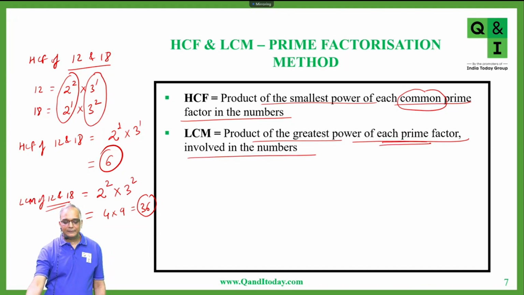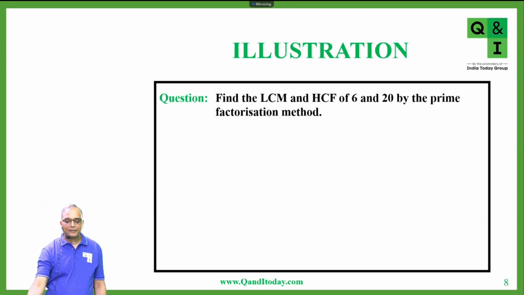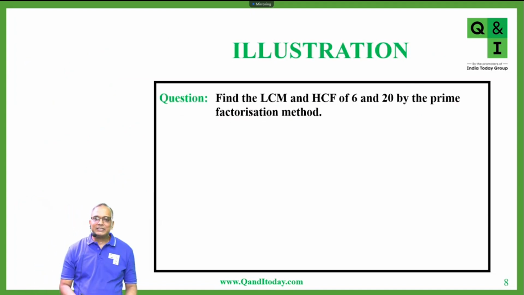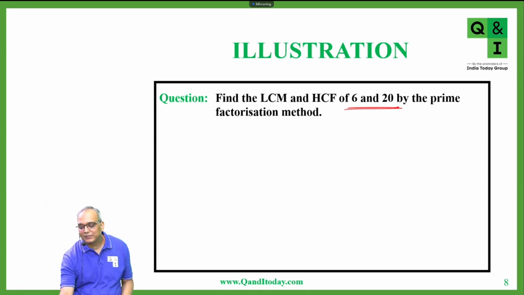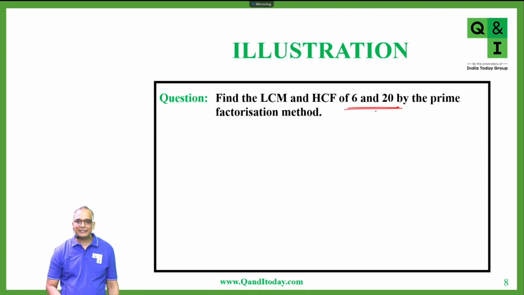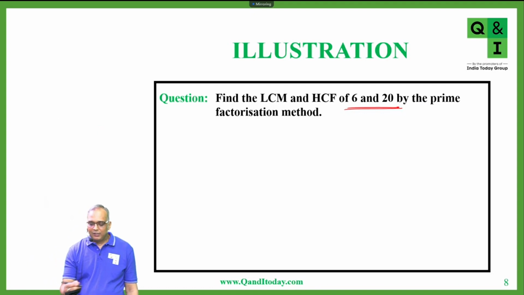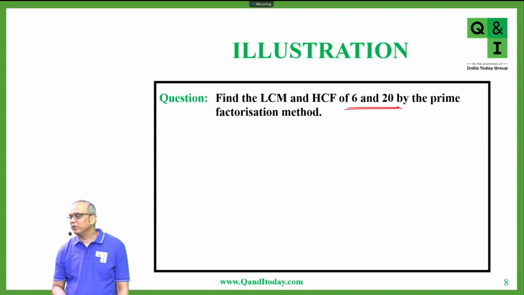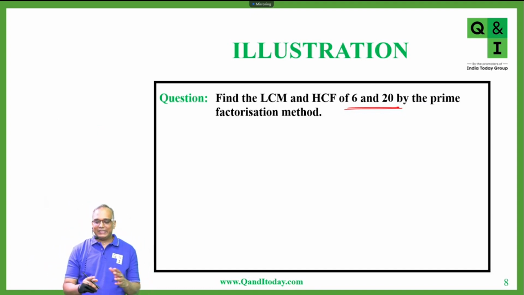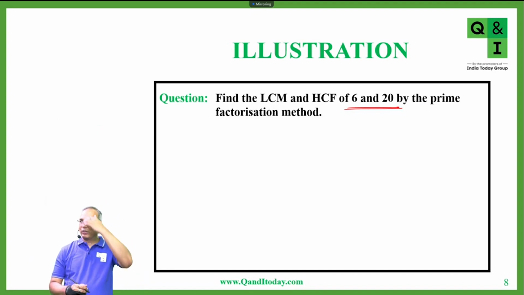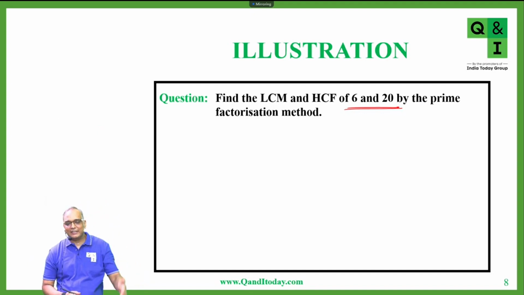Let's go ahead. Now, this is the first example in your book. We have to find the HCF and LCM of 6 and 20 by prime factorization method. So you can do it on your own. Please do it and let me know the HCF and LCM of 6 and 20 quickly. You can write it in the chat as well.